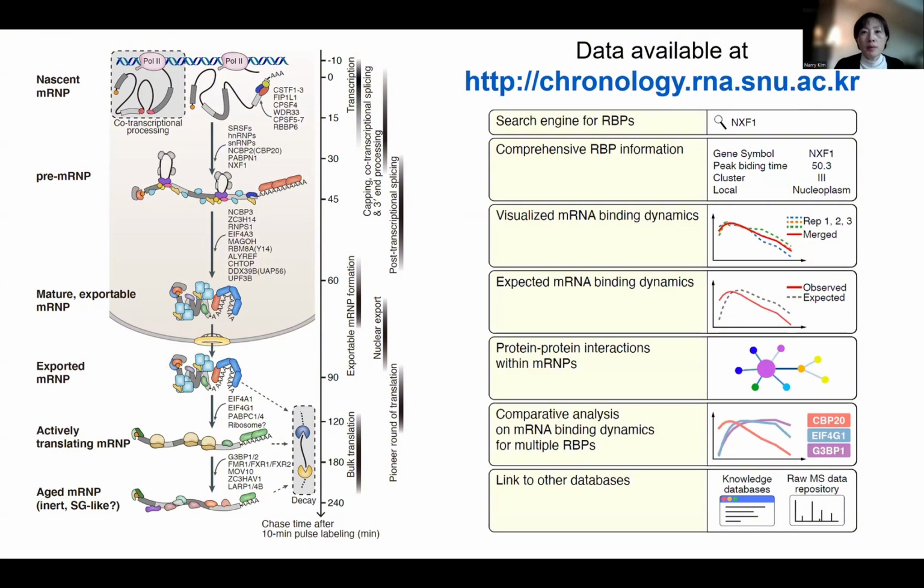Okay, in the meantime, with the data available at this website that we developed, you can simply type in your gene of interest and also make comparisons between multiple RBPs.